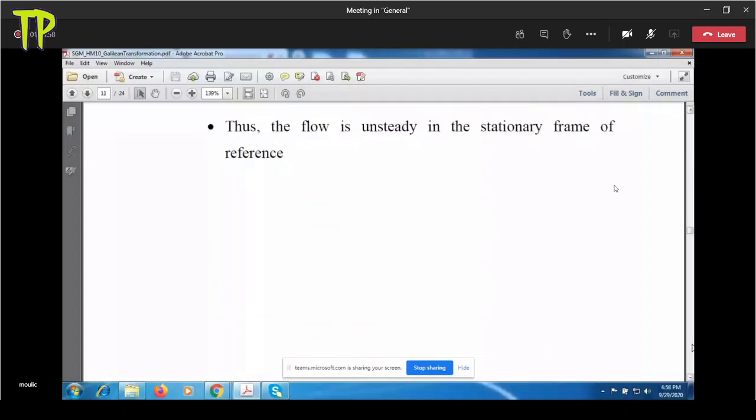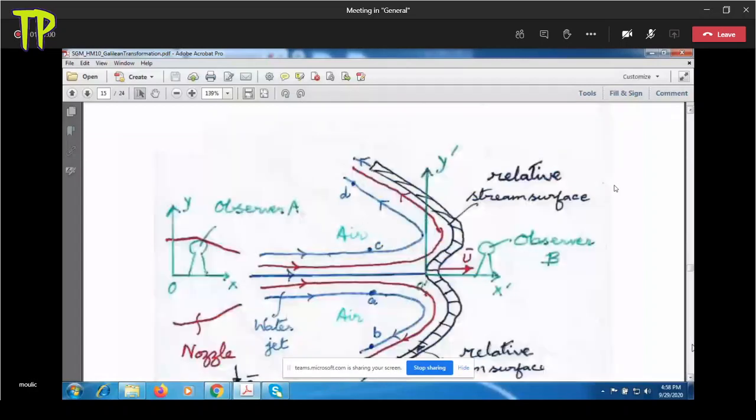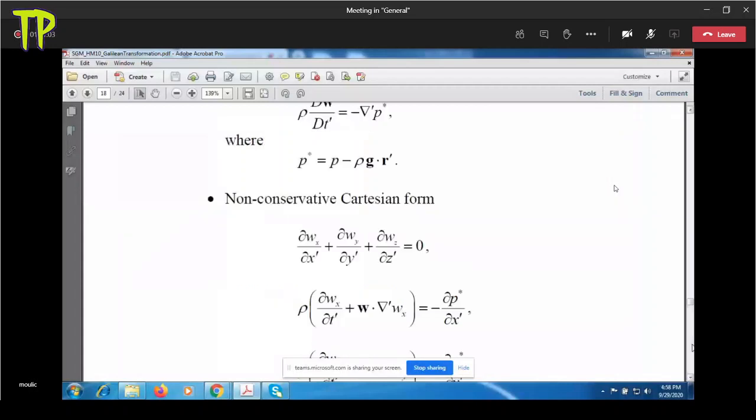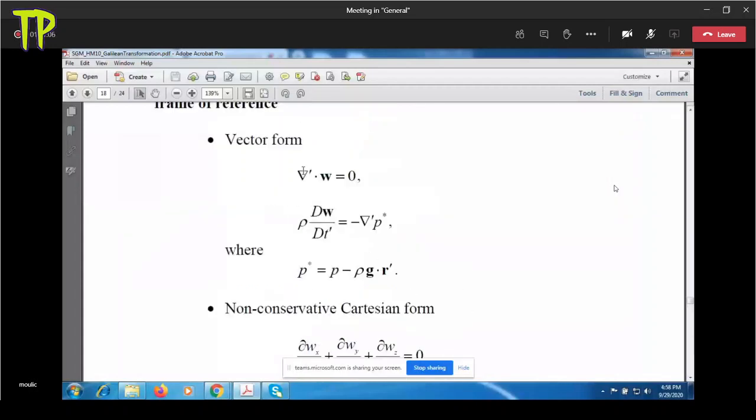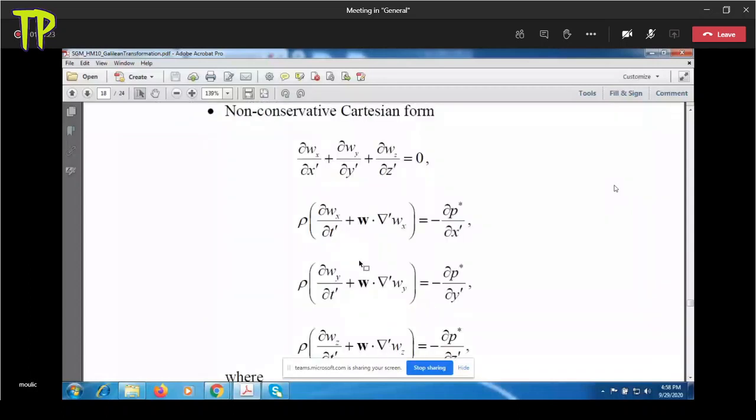that you can have a form of Euler's equation where you have the relative velocity and this divergence operator, del prime dot w equal to 0. And you have this material derivative d/dt prime, and this is grad prime. Okay. So in Cartesian form, you will have del/del x prime of wx plus del/del y prime of wy plus del/del z prime of wz equal to 0. And here you will have w dot grad prime of this.